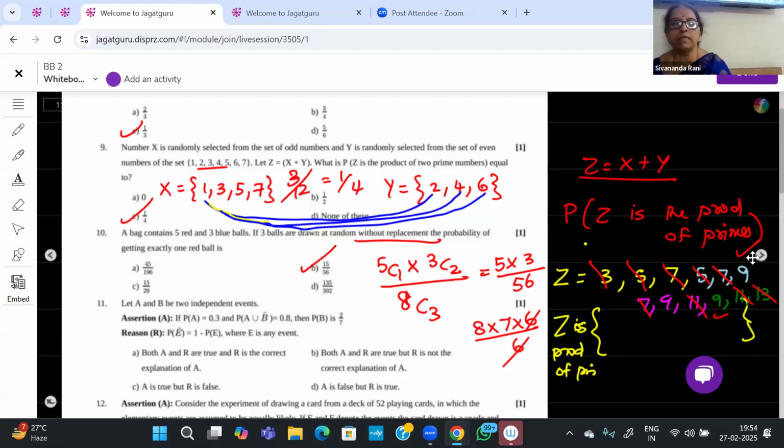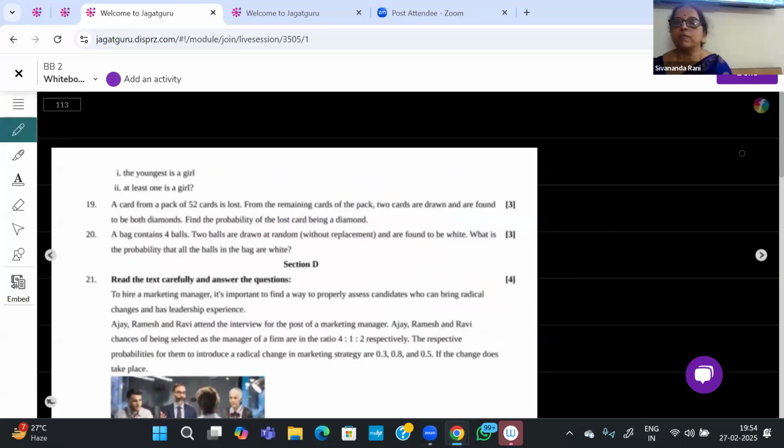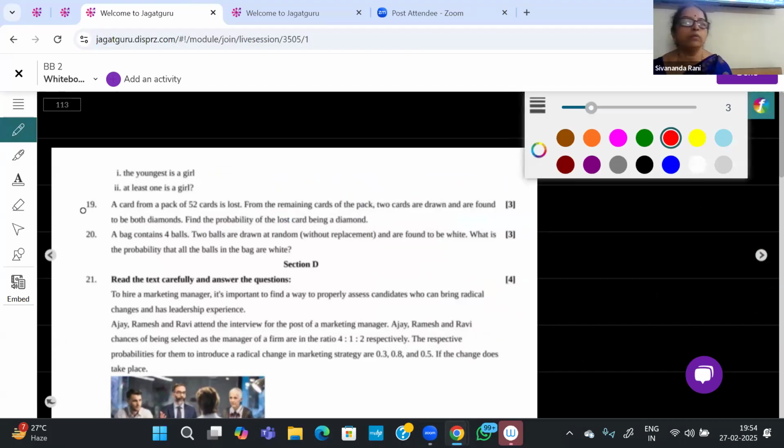Then we have assertion and reasoning. We are running out of time. So let's see, we can do some of section B. I just wanted to test whether you can do this type.